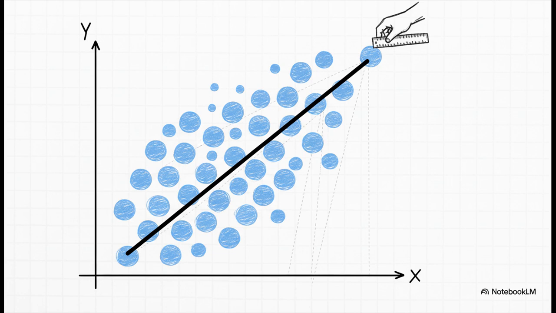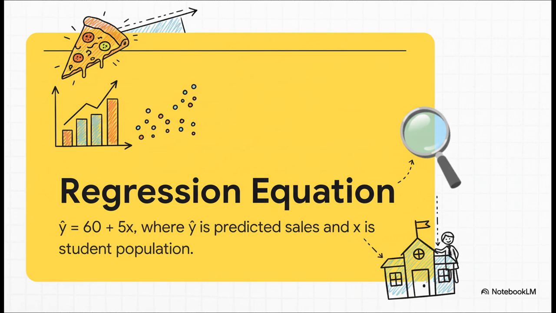The fancy name for this is the least squares method. Basically, it finds the one line where the total distance to every single data point is as tiny as possible. Think of it like the most democratic line. It's the best compromise for all the points. And boom, after running the numbers, the analysis spits out this little magic recipe. This equation right here, this is our model. And you'll notice the Y has a little hat on it. We call that Y hat, and it's super important.